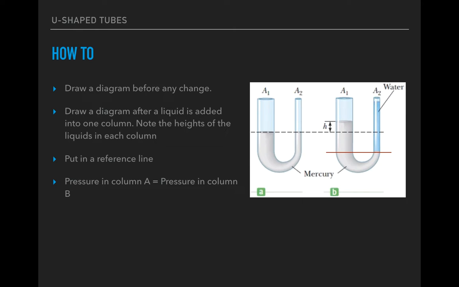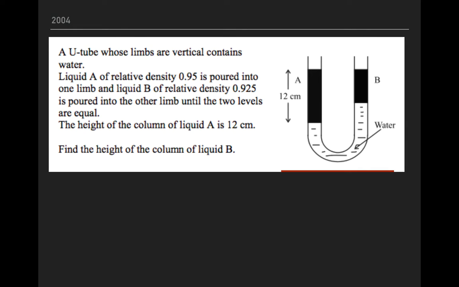And what we know then is each column, if one is A and the other one is B, then the pressure in column A on the left should equal the pressure in column B on the right at the reference line. So A and B at the reference line, pressure is equal on both sides. And then we just use P equals rho g h on both sides, typically to solve for an unknown value. So let's have a look at some questions.